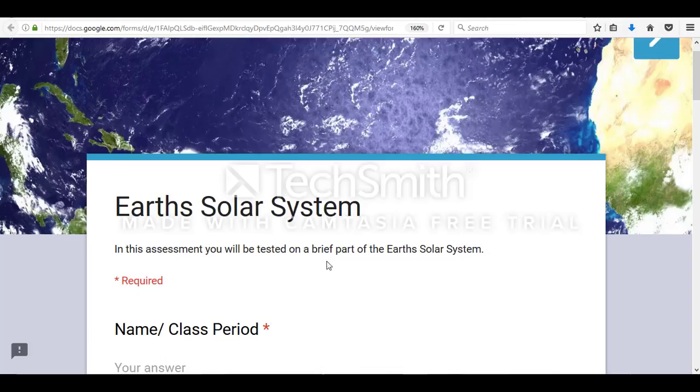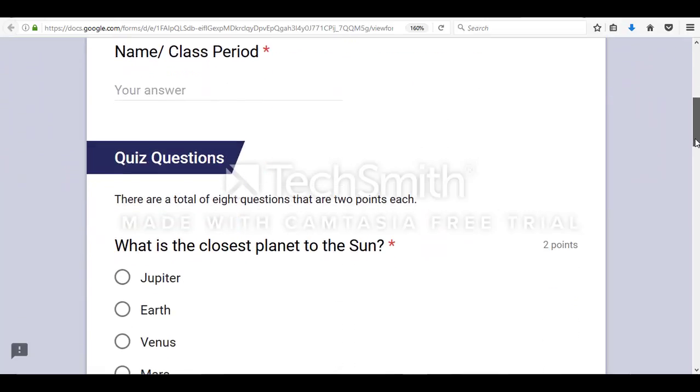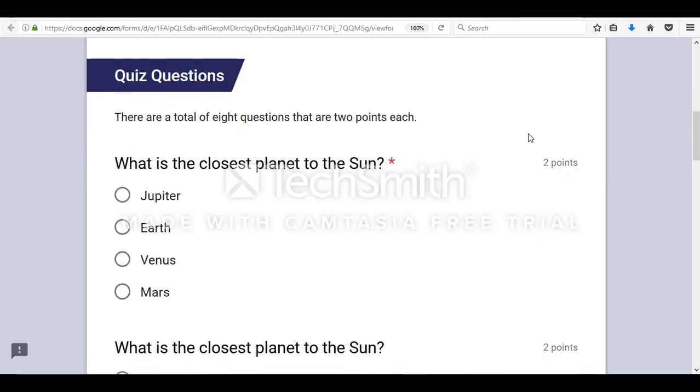I mark them as required. Well, during the quiz, required just means that they have to answer it. So, students, first of all, will not be able to submit their quiz if they do not put their name in their class period. They will receive a zero. And the red asterisks that are next to the questions are questions that need to be answered in order for students to submit their quiz.